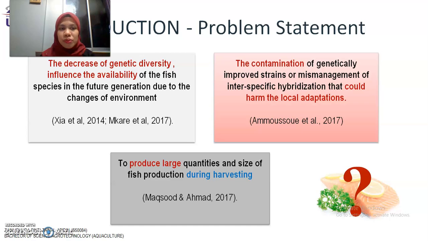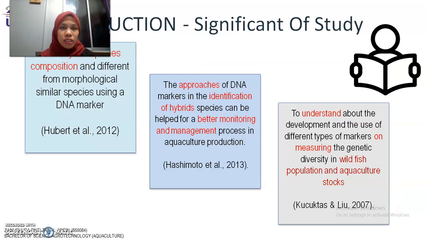For the problem statement, the decrease of genetic diversity may influence the availability of fish species in future generations due to changes in the environment. Next, the cultivation of genetically improved strains or the mismanagement of intraspecific hybridization could harm local adaptation. And lastly, to produce large quantities and sizes of fish during harvesting.